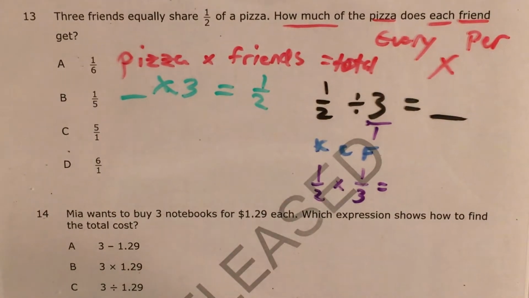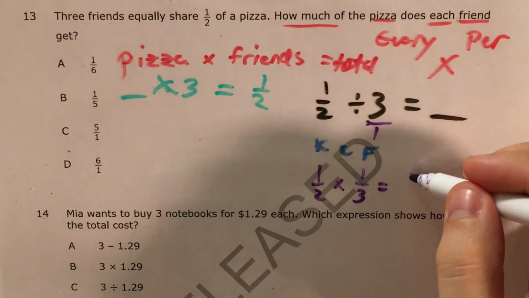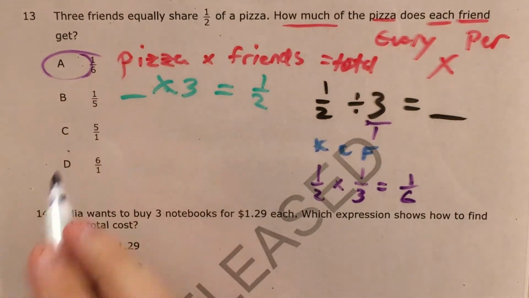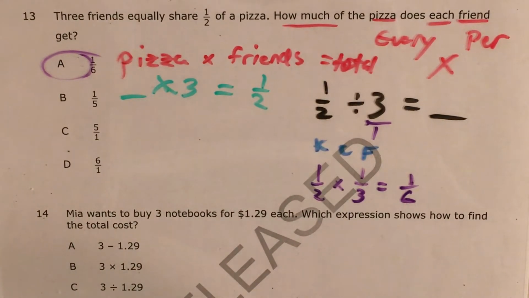Now I'm at a place where I can just multiply across my numerators and denominators. 1 times 1 is 1. 2 times 3 is 6. I'm left with 1/6 as an answer, which matches choice A.